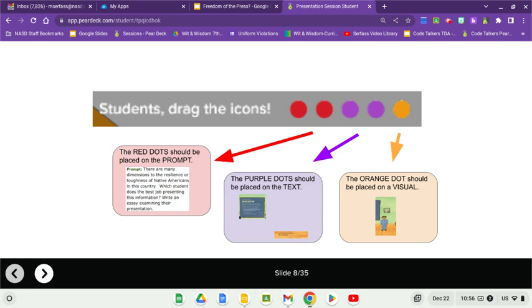A quick note. You're going to drag these different icons. The two red dots, as we did previously, will be dragged to the prompt, right? Two important words in the prompt. The purple dots will be dragged to the text. That means words, right? Letters forming words, text. The orange dot will be placed on a visual. There won't always be a visual available, but oftentimes there will be. So let's give it a shot.